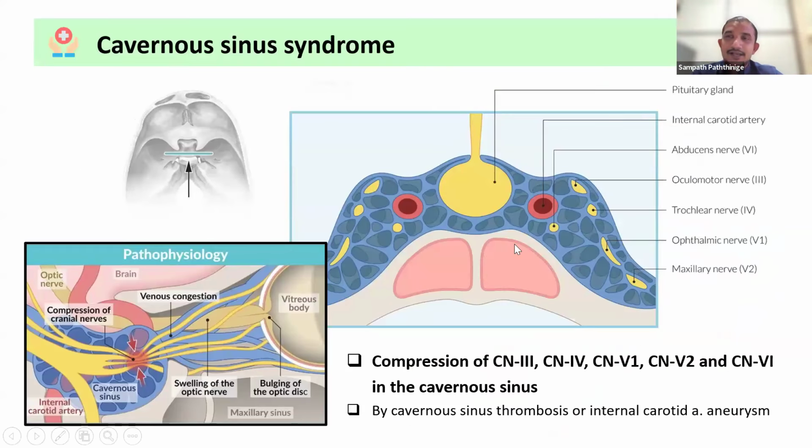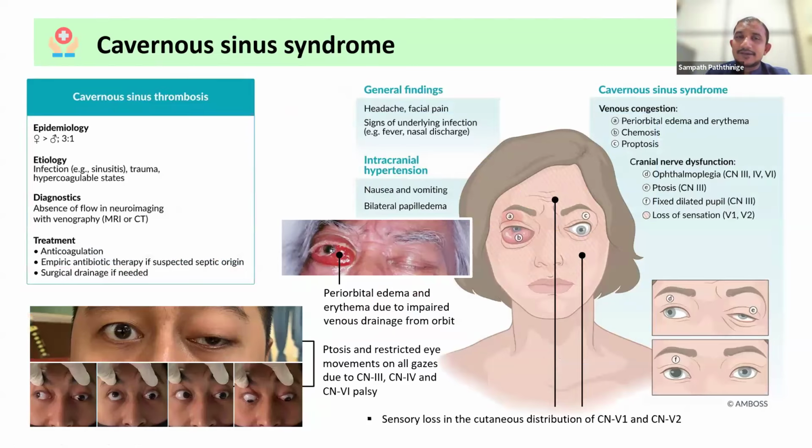Because there are a lot of cranial nerves related to it. We have four cranial nerves, right? Third, fourth, V1, that is ophthalmic, and V2, the maxillary nerve, in the lateral wall of the cavernous sinus. And within the cavernous sinus, we have the abducens nerve and the internal carotid artery. So if there's a cavernous sinus thrombosis or an internal carotid artery aneurysm within the cavernous sinus, it can cause widespread cranial nerve damage, right?